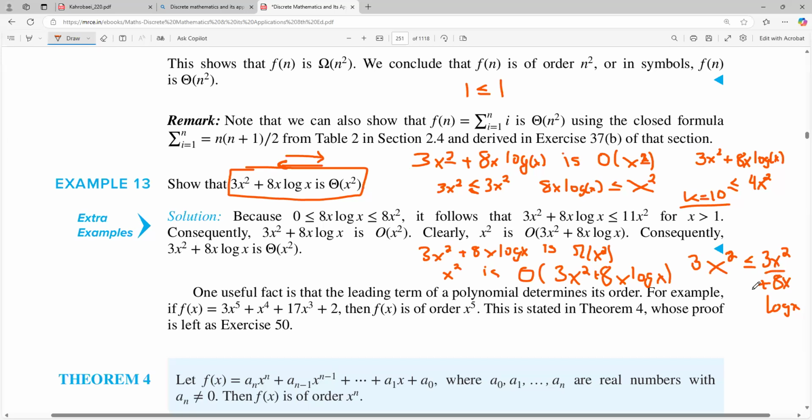because of this part right here. Because we're adding extra to the right side, the left side's always going to be less than or equal to the right side. Okay, so that's this direction. And thus we've just proven that 3x squared plus 8x log x is big theta of x squared.